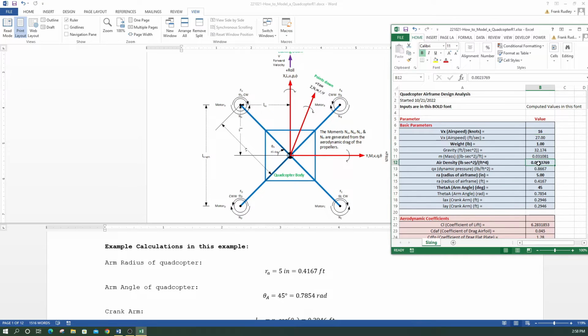For example, the altitude is handled by this air density. If you get a standard atmosphere table, this is the air density at sea level. What you would do is put the air density, say at 1,000 feet, which would be a lower number here, and you could add columns, cut and paste, and then vary just the air density if you wanted to do a parametric variation on altitude.